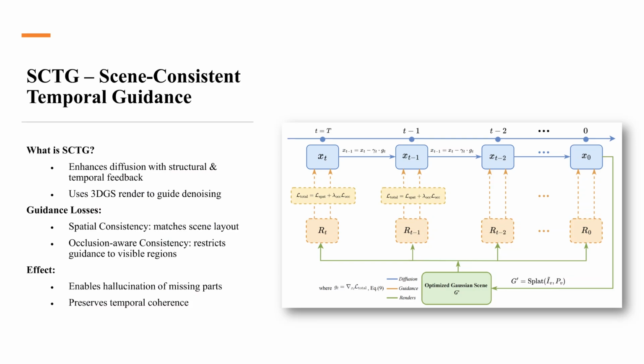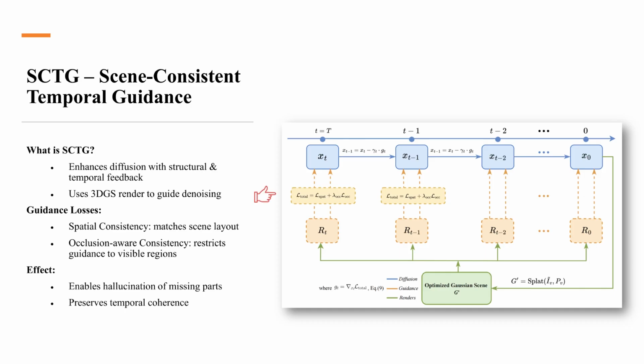A core contribution of our method is the Scene Consistent Temporal Guidance module, which improves the diffusion process by enforcing structural and temporal consistency during generation. At each denoising time step t, the diffusion model holds a noisy latent representation x_t. To guide its refinement, we render a corresponding reference frame r_t from the optimized Gaussian scene. This frame acts as a structural anchor for that time step.